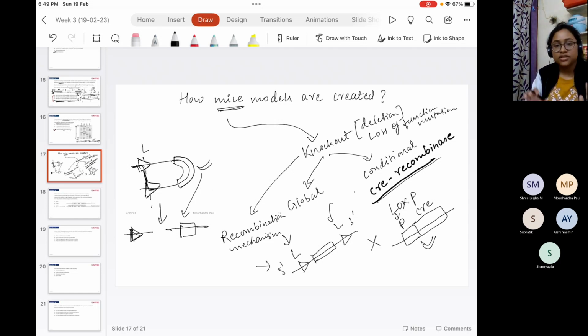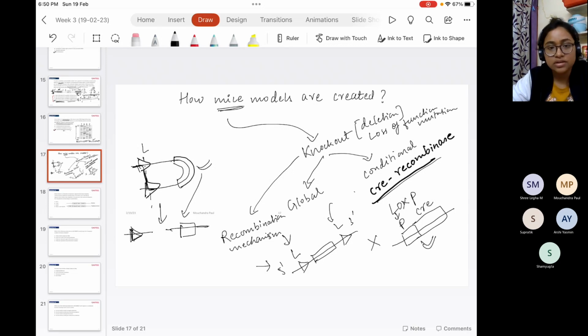So you are causing deletion of a DNA segment only in a particular tissue type by using Cre recombinase and LOXP sites. You are doing your engineering, your knockouts, which are conditional. So these kinds of animals will be called conditional knockouts.